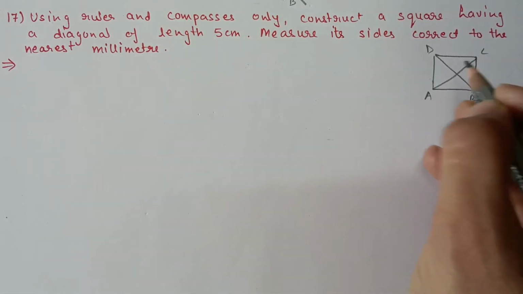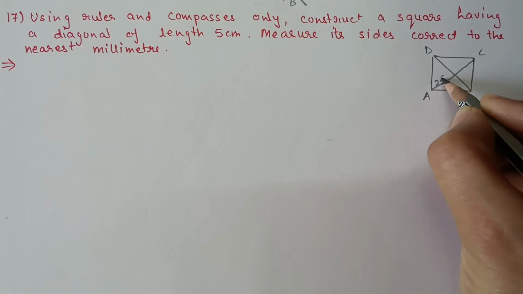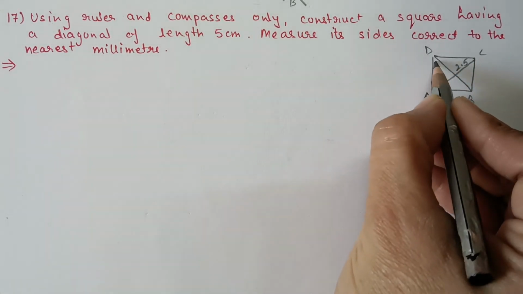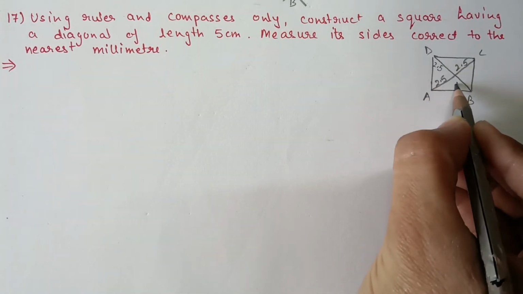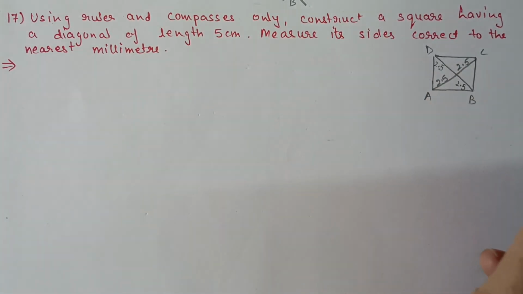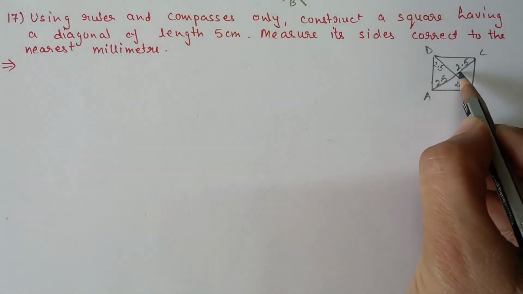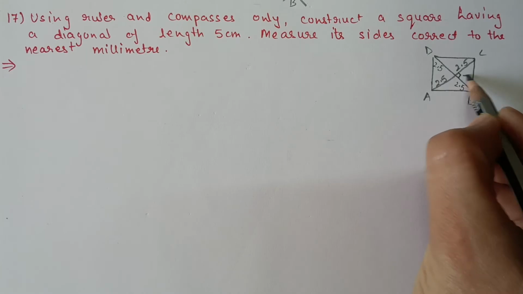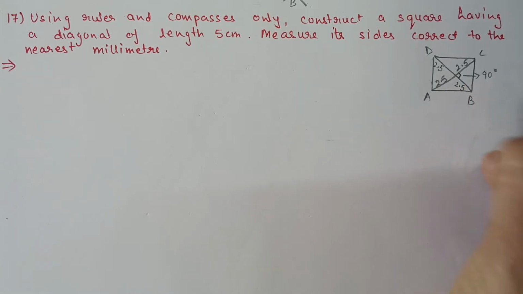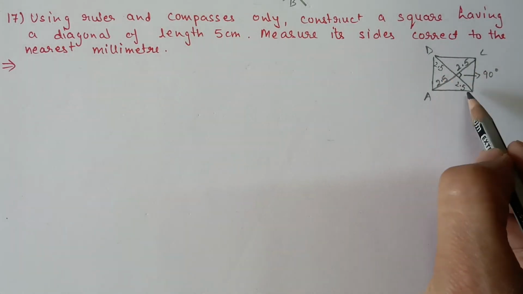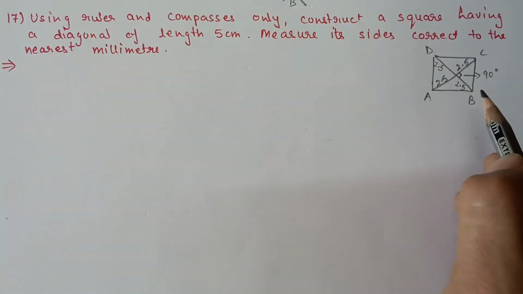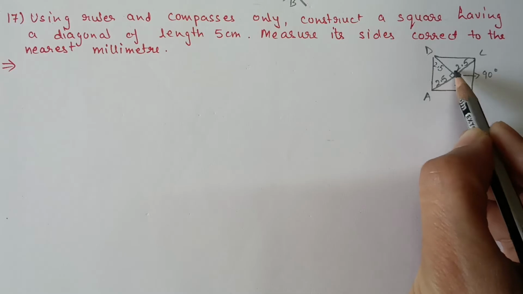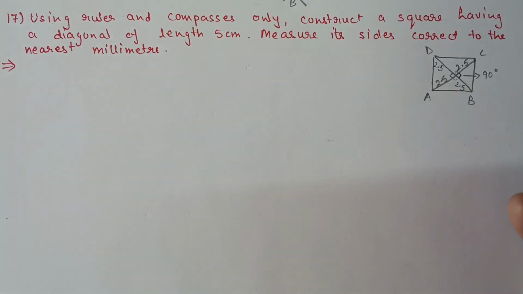So it will be divided in half. 2.5 centimeter this side, 2.5 centimeter this side. Same way here, 2.5 this side and 2.5 this side. Now the angle between these two diagonals will be 90 degree. For a rhombus and for a square, diagonals bisect at 90 degree. So this angle we will take 90 degree. Here also it will be 90 degree, here also 90 and this side also 90 degree.